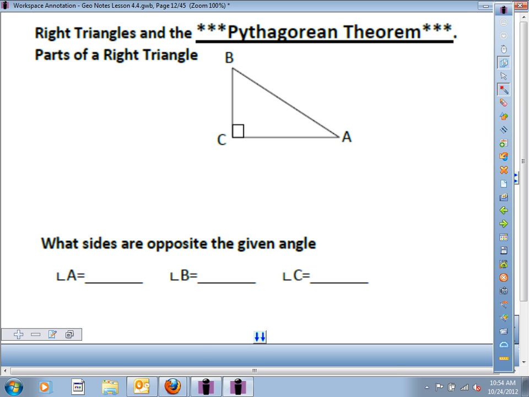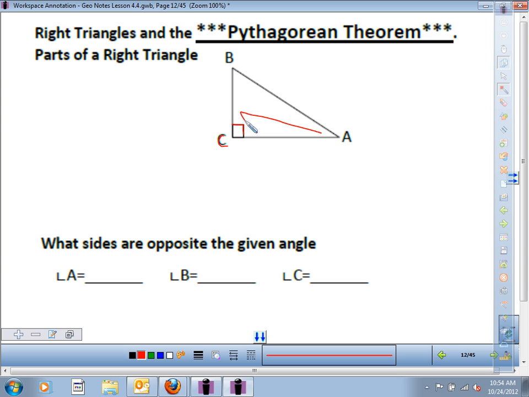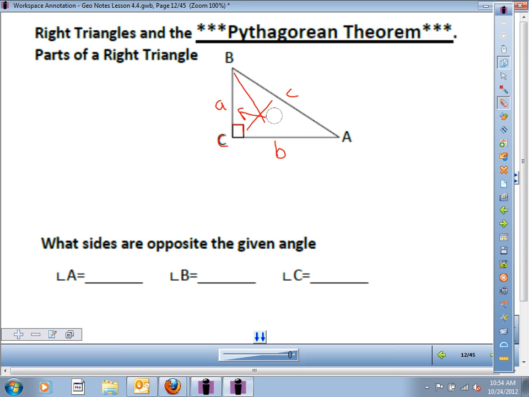Now if we look at a right triangle, we have three vertices, A, B, and C. Normally the way we do it is we label that right angle as angle C, and then A and B are interchangeable. Now the side that is opposite of angle A, we would normally call little a, and the side that is opposite of angle B, we would call little b, and the side that is opposite C, we would call little c. Okay, so that's the way we normally are going to see these right triangles labeled.